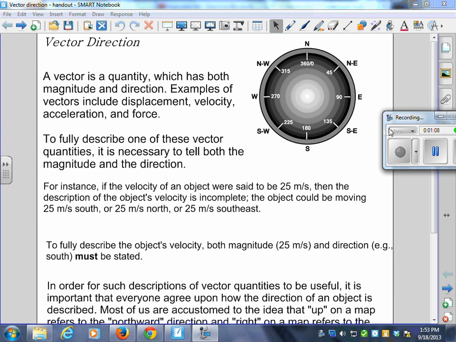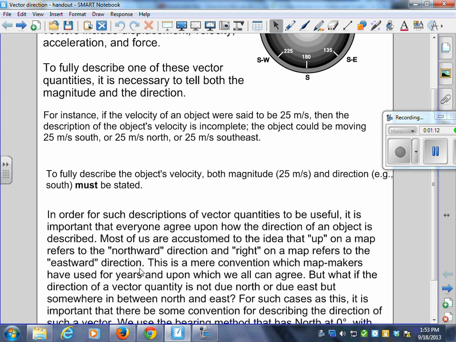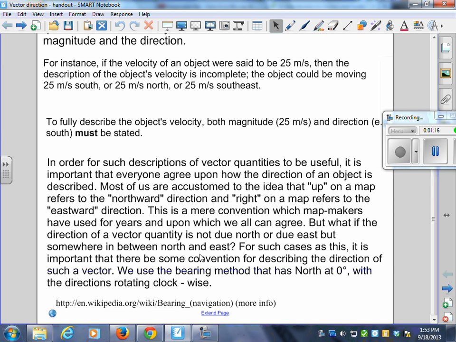In order for such descriptions of vector quantities to be useful, it's important that everyone agree upon how the direction of an object is described. Oddly enough, we were unable to do that as the human race. Most of us are accustomed to the idea that up on a map refers to the northward direction and right on a map refers to eastward. Okay, most people get that.